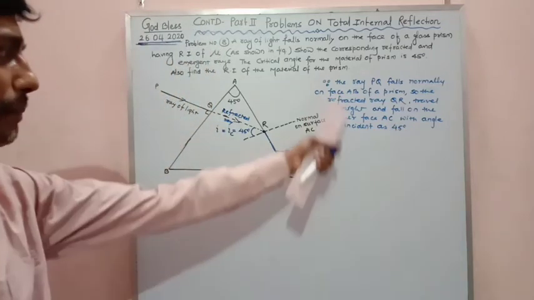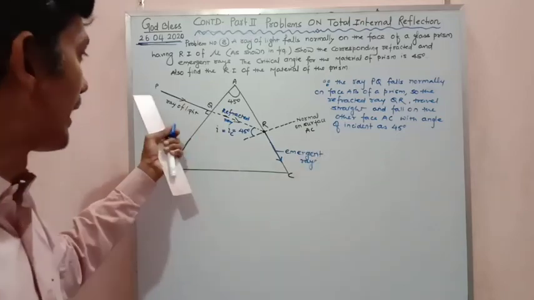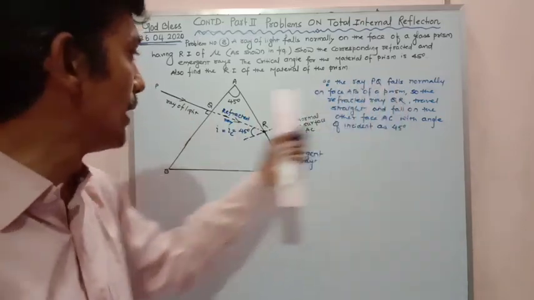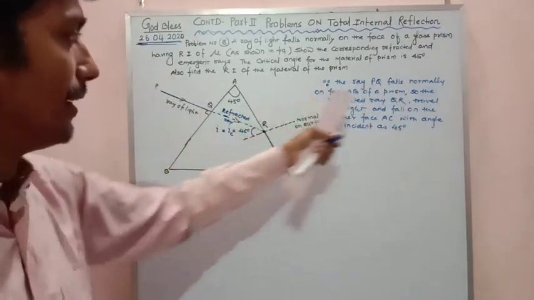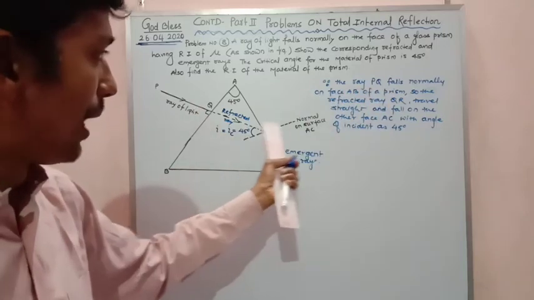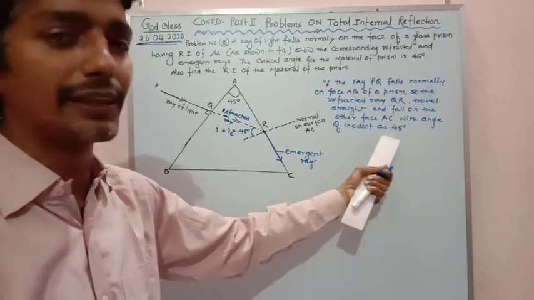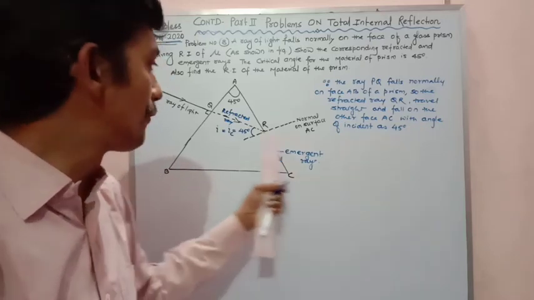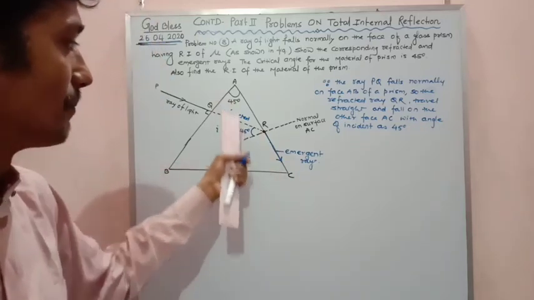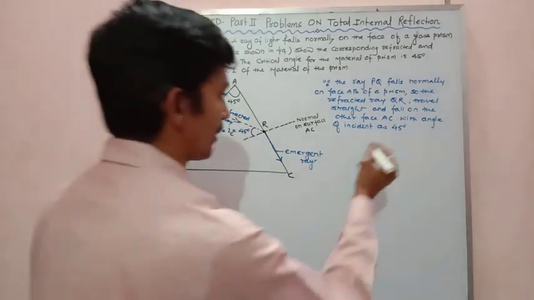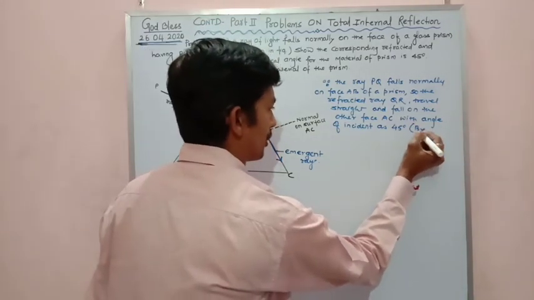I hope it is clear. Please read the line carefully. The ray PQ falls normally on the face AB, very right. So the refracted ray QR travels straight and falls on the other face AC with angle of incidence as 45 degrees. You can see by geometry, with angle of incidence as 45 degrees by geometry.